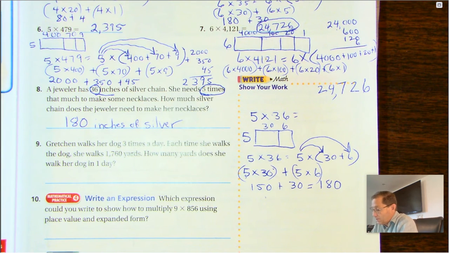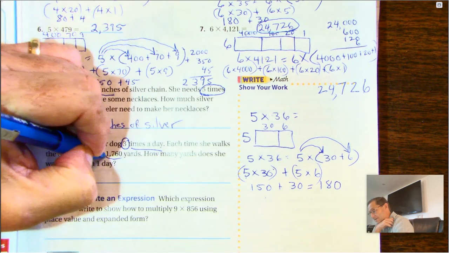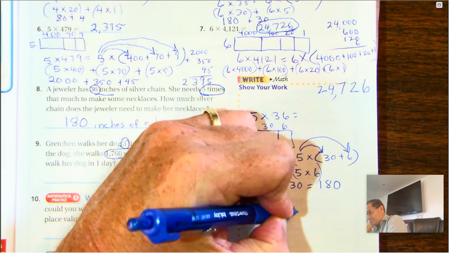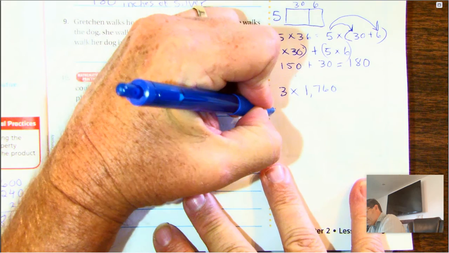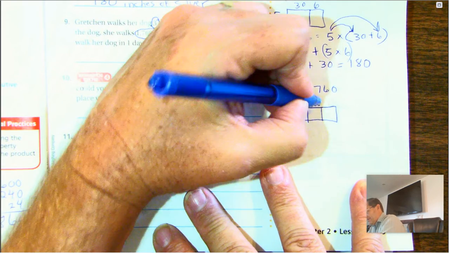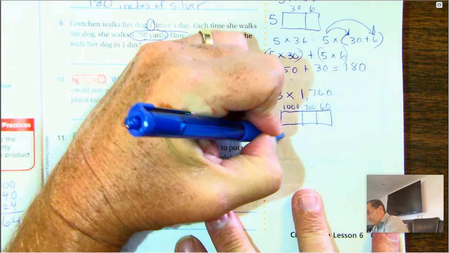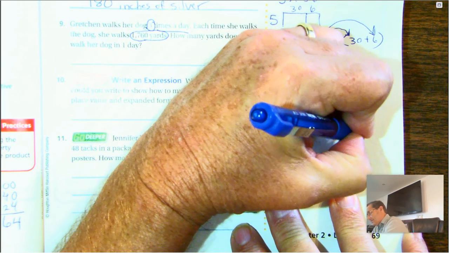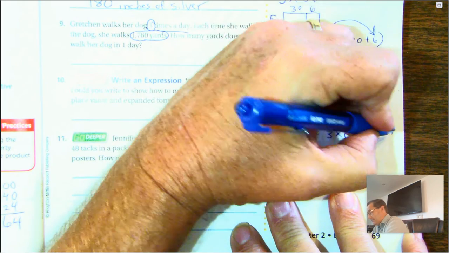Number 9. Gretchen walks her dog 3 times a day. Each time she walks the dog, she walks 1,760 yards. How many yards does she walk her dog in one day? 3 times a day, 1,760 yards each time. So that would be the 3 times 1,760 yards. So if I was drawing a model to represent this, it would be 3 times 1,000, 700, 60. So 3 times 1,760 is the same as saying 3 times the sum of 1,000 plus 700 plus 60.